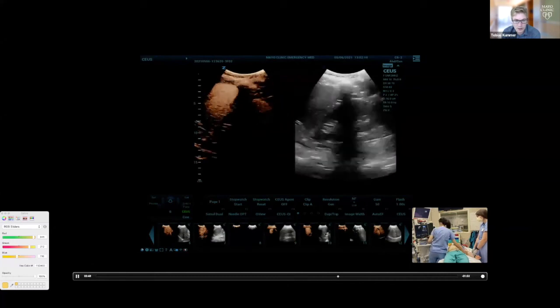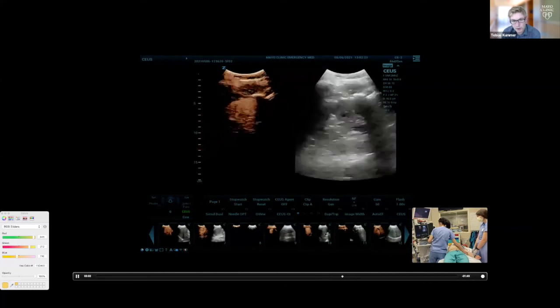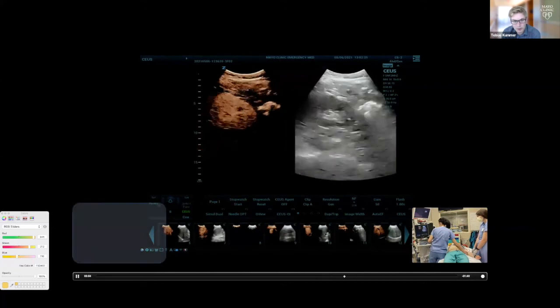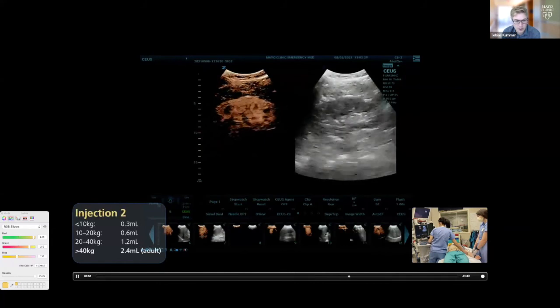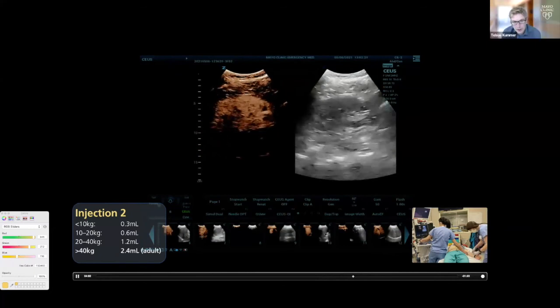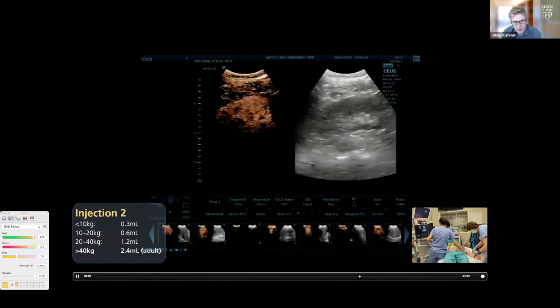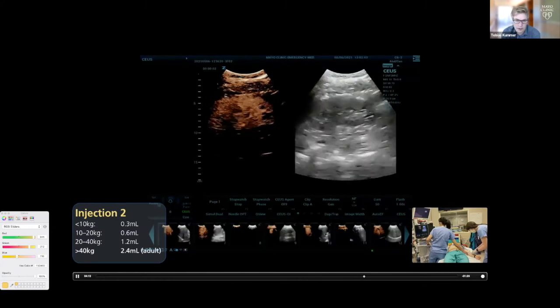If you look at the kidney, it still looks pretty well perfused, but for this demo, we decided to give a little more contrast because we are almost at 3 minutes, and we just give the same dose again that we did before. Then again, we investigate the kidney in the same plane, initially sagittal, and then fanning up and down from there.